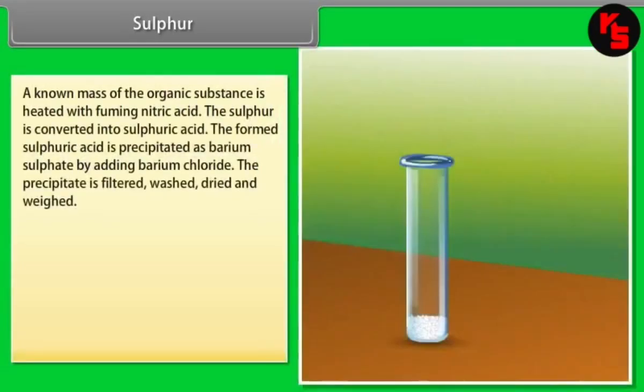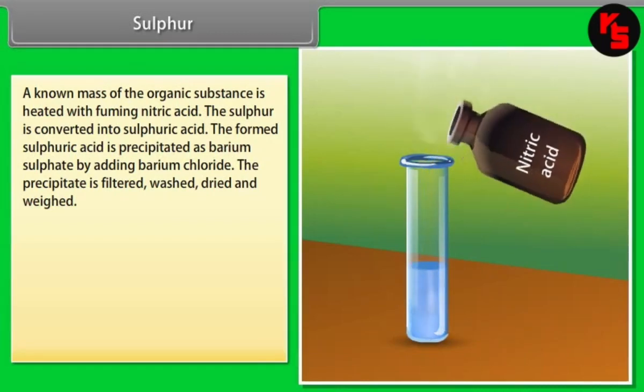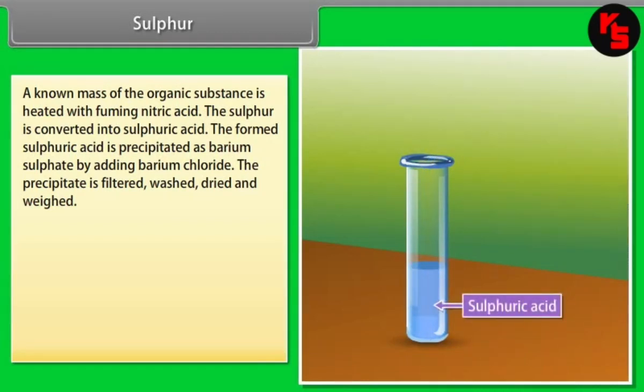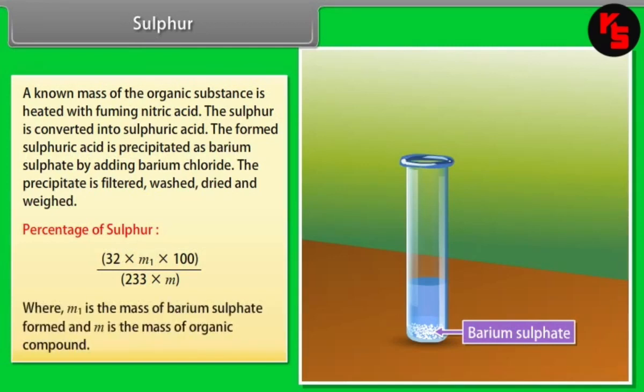Sulfur. A known mass of the organic substance is heated with fuming nitric acid. The sulfur is converted into sulfuric acid. The formed sulfuric acid is precipitated as barium sulfate by adding barium chloride. The precipitate is filtered, washed, dried and weighed. Percentage of sulfur = 32 × M1 × 100 divided by 233 × M, where M1 is the mass of barium sulfate formed and M is the mass of organic compound.